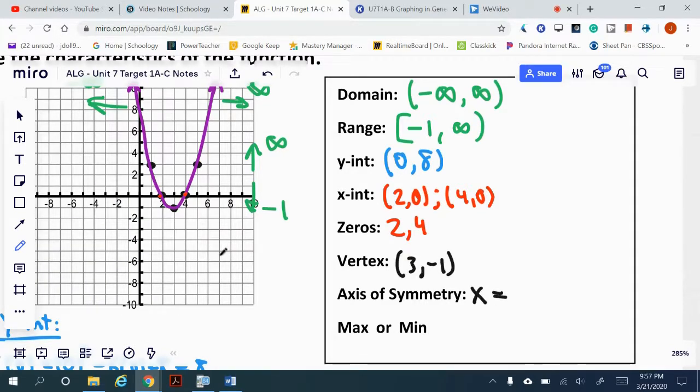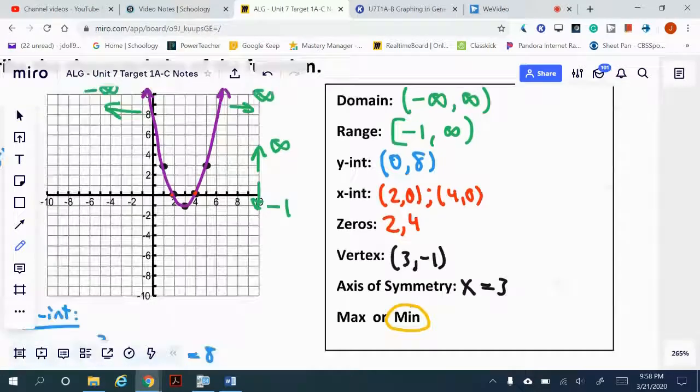Axis of symmetry. If we know the vertex, we know the axis of symmetry, right? X-coordinate to x-coordinate. And then the last thing is, is this a min or is this a maximum? Well, obviously, we have a valley situation here. We have a lowest point, and that makes the vertex a minimum.